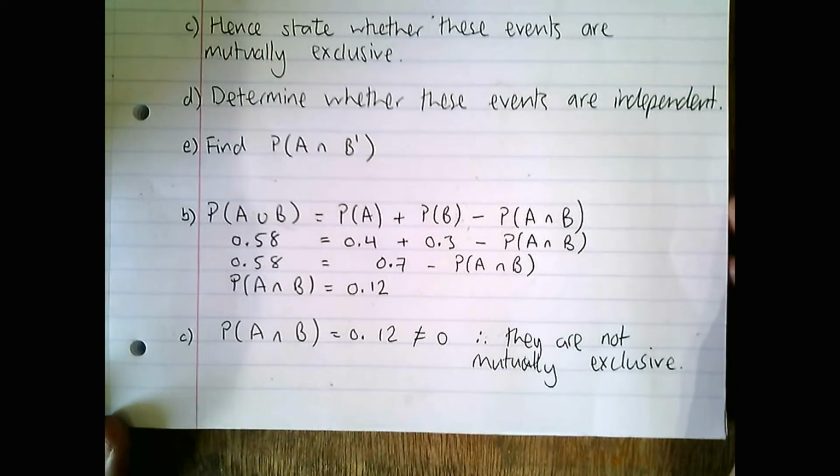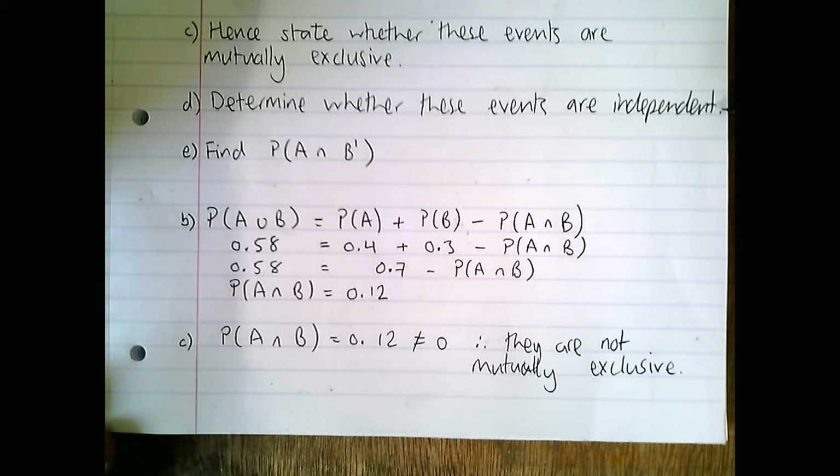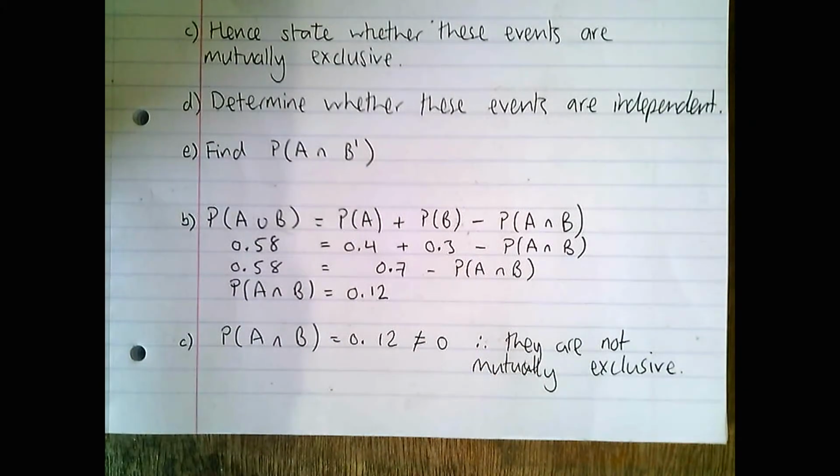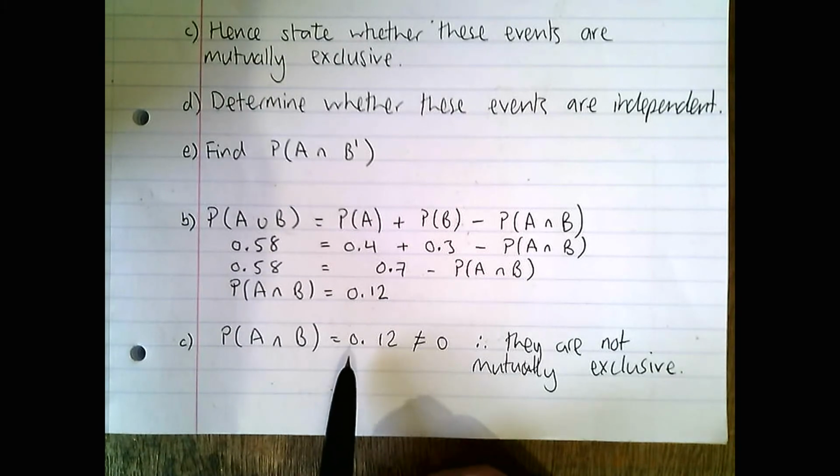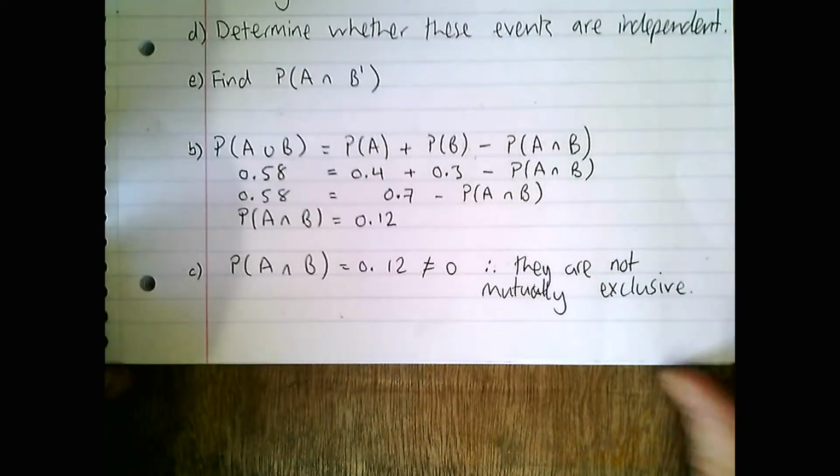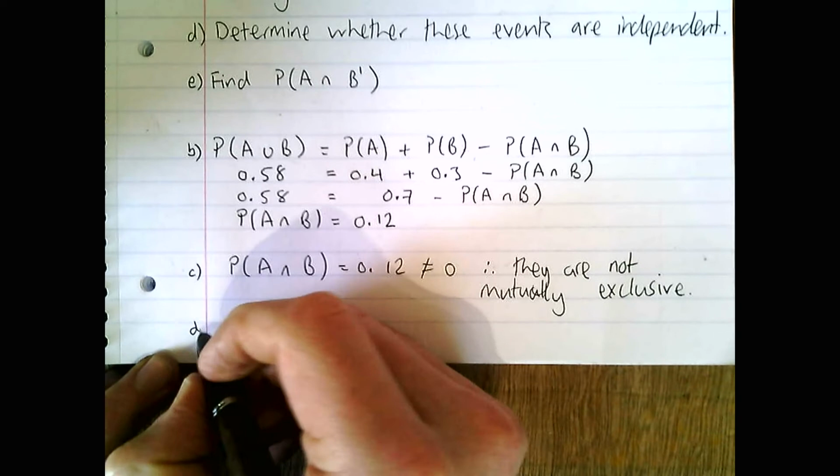So we've got two more things left. This one here wants us to determine whether these events are independent. So if we're determining whether the events are independent, again, what we're going to need to do is make a decision based on the intersection and based on the individual probabilities. So I'm going to squeeze this on the bottom here.